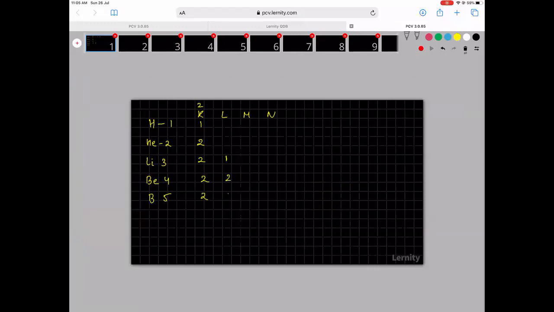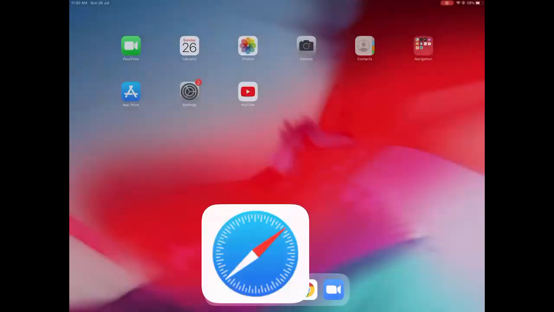Boron has 5, so it will become 2, 3. Carbon is 6, so it will become 2, 4. Nitrogen is 7, so it will become 2, 5. Oxygen is 8, so it will become 2, 6. Fluorine is 9, so it is 2, 7. After fluorine, you have neon. I hope you remember we did this last time.